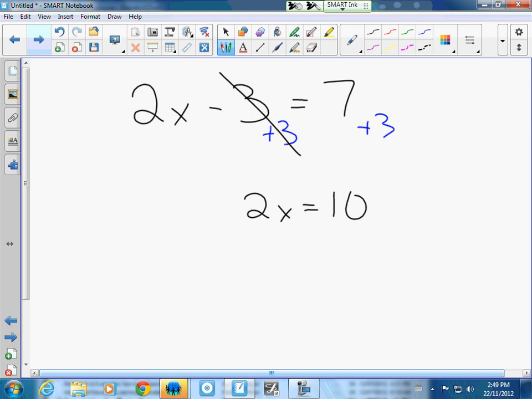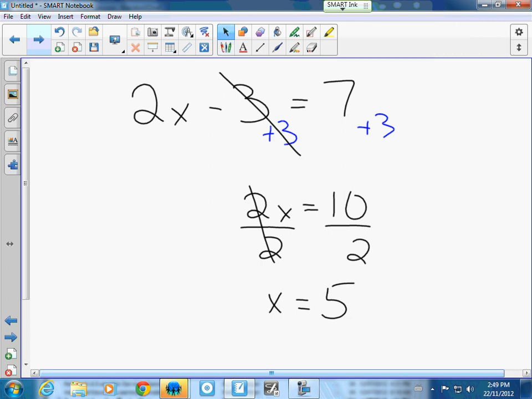Now, is the variable by itself? No. What's attached to it? A 2, and how's that 2 attached to it? So what do we do to get rid of it? We divide. Beautiful. One side or both sides? Both sides. Okay, 2 divided by 2, what happens to them? Don't say 0. 1, so they cancel. We're left with x equals 5. Much easier, isn't it?